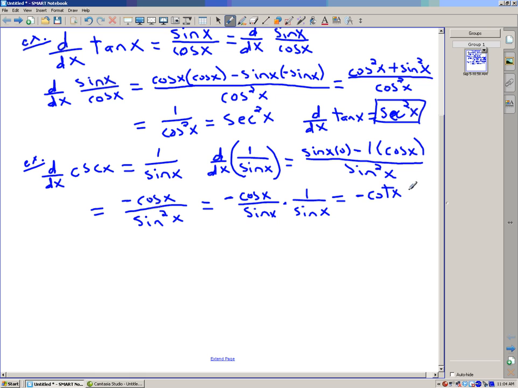Now in your book, it's going to flip these things, I guess because of alphabetical order, I don't know, but in the book it's going to write cosecant first and then cotangent. If we're multiplying, of course, it doesn't matter. So in most textbooks, you're going to see that the derivative of cosecant is negative cosecant x times cotangent x.